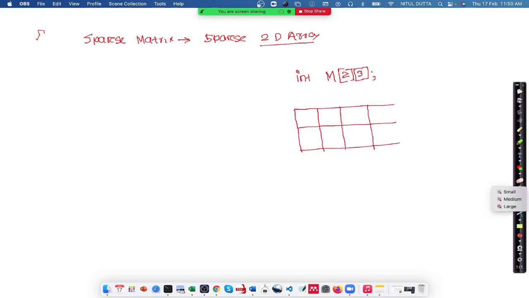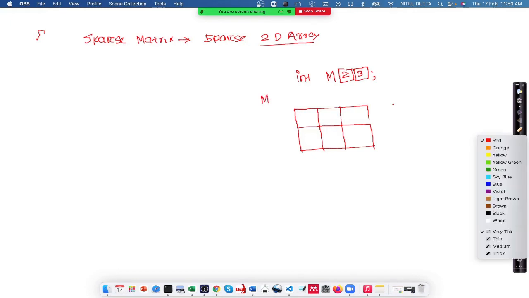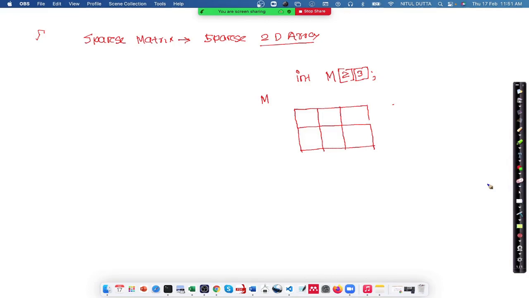Okay, 1, 2 and 3. Let me remove it. This is the array, and the name given to this array is M, and the various elements in the array are: this is M0, this is M1. That means there are 2 single dimensional arrays.